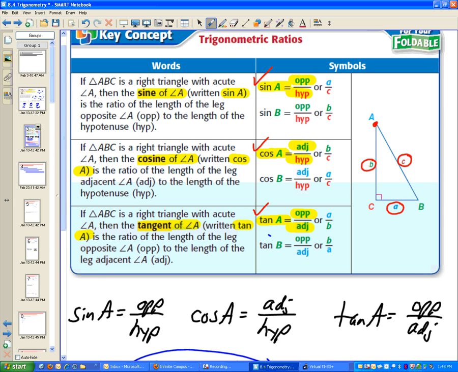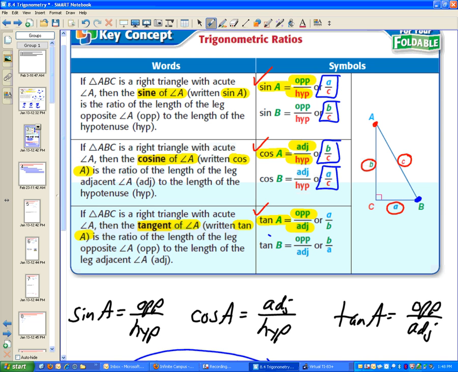But what if I'm at point B? If point B is the focus, then A is not the opposite leg. A is the adjacent leg, isn't it? And B is the opposite leg. The hypotenuse stays C. That doesn't change. But when you switch from one of the acute angles to the other one, the opposite and the adjacent switch, don't they? So if the sine of A is A over C, the sine of B has to be B over C. And if the cosine of A is B over C, the cosine of B has to be A over C.